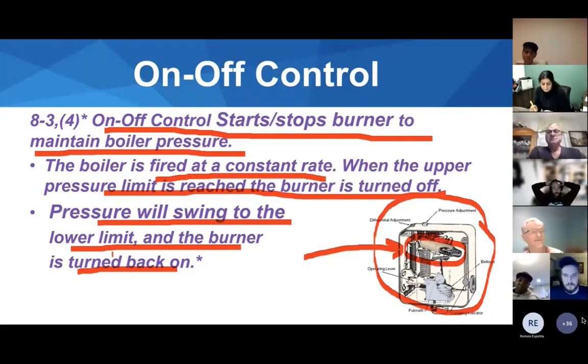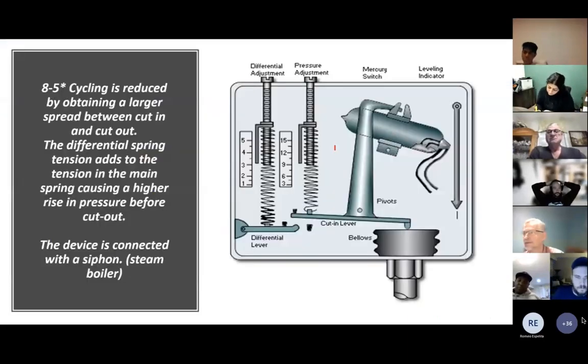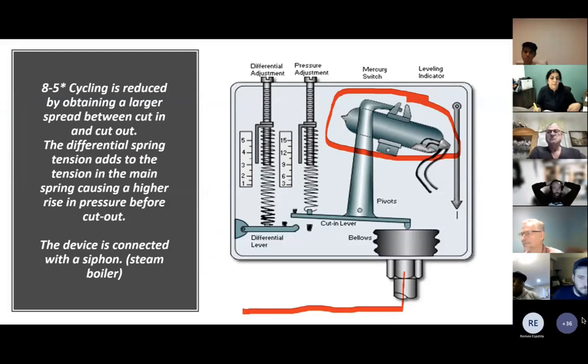It's a mercury switch. Okay, there's the mercury switch. Pressure is connected down here at the bottom. Pressure is connected into these bellows. So the bellows is sealing the steam pressure from coming into this box.